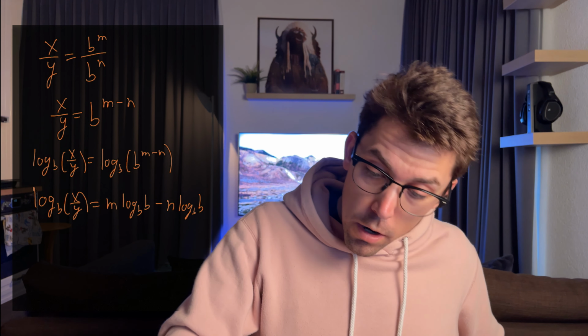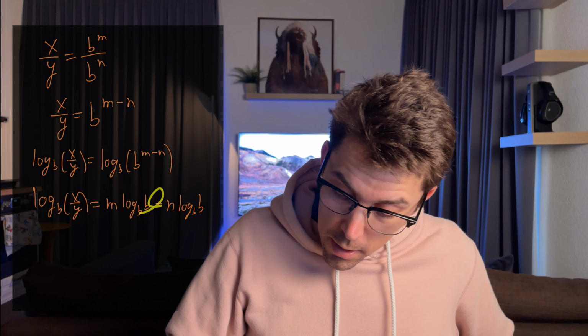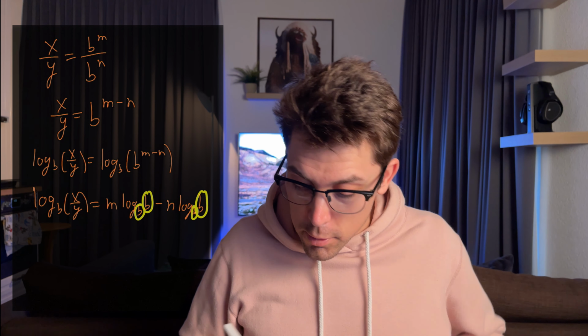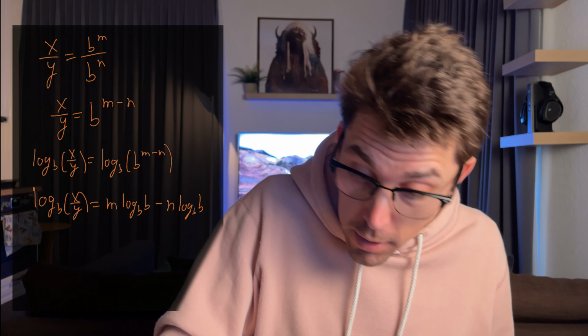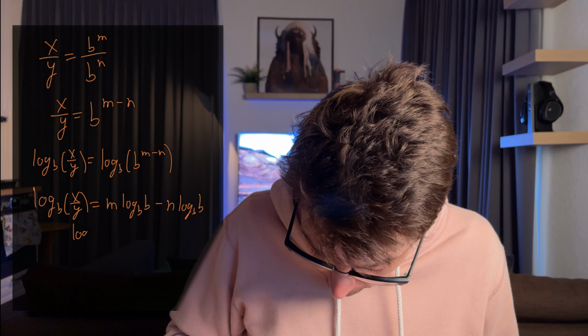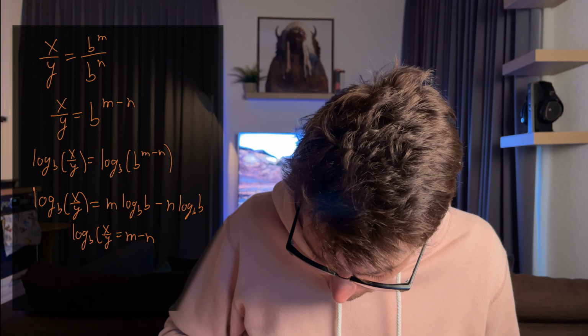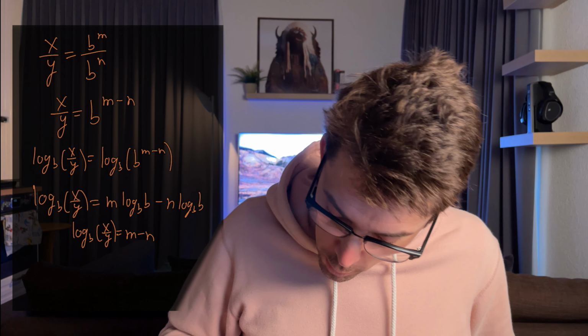But if you remember what we do with our little loop-de-loop thing, we're looking for a power that makes b equal to b. It makes our base equal to this number here. And so what power would make b itself b? Well, it's just 1. Anything to the power of 1 is just itself. So this is going to end up simplifying as log base b of x over y is equal to m minus n. Because again, log base b of b is just 1, because b to the power of 1 is b. So therefore, it's 1.